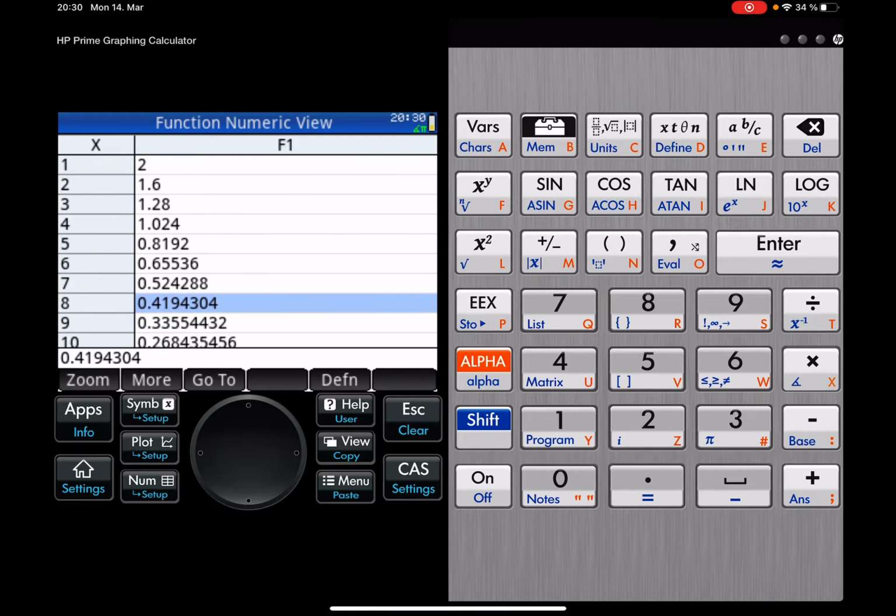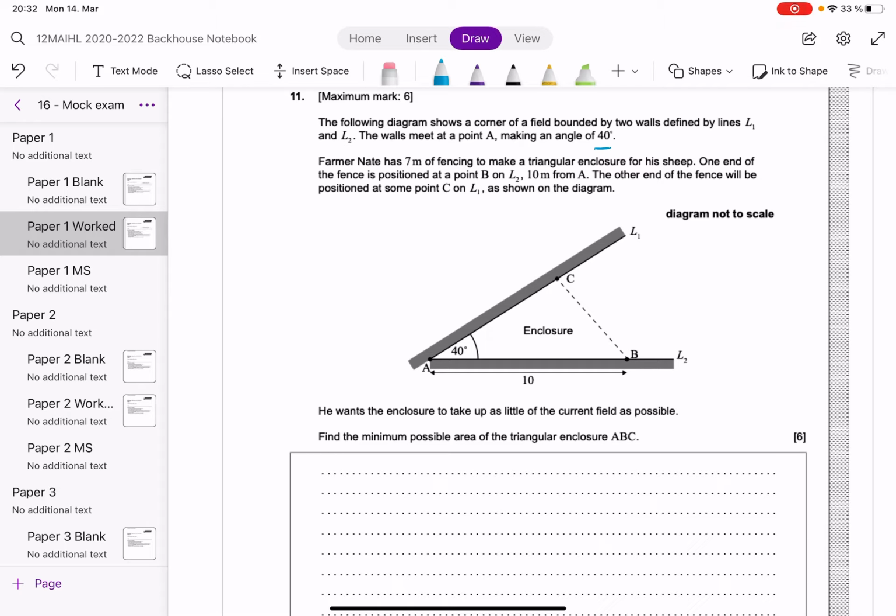But question 11, right. So this is clearly a trig question, and it's clearly in degrees because we're given this value. We're told that farmer Nate has 7 meters of fencing to make a triangle enclosure for his sheep. One end of the fence is positioned at point B on L2, so that is one end of the fence. 10 meters from A. The other end of the fence will be positioned at some point C on L1 as shown in the diagram. He wants the enclosure to take up as little of the current field as possible. Find the minimum possible area of the triangular enclosure.